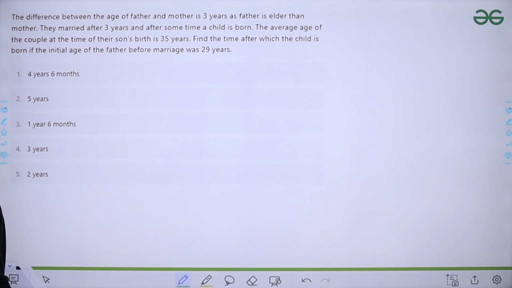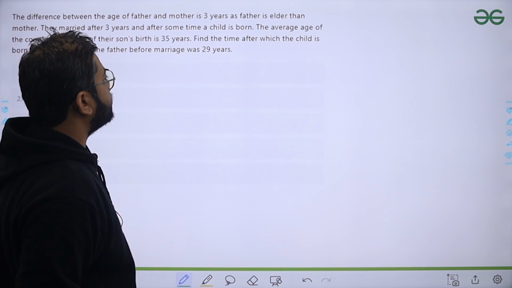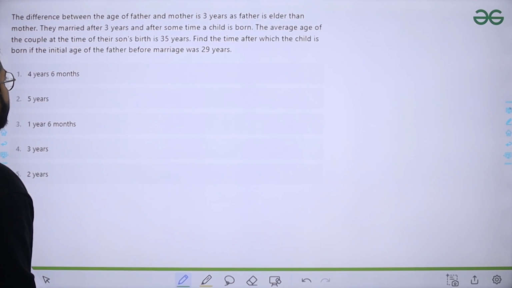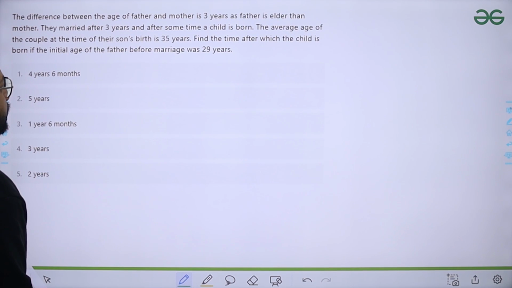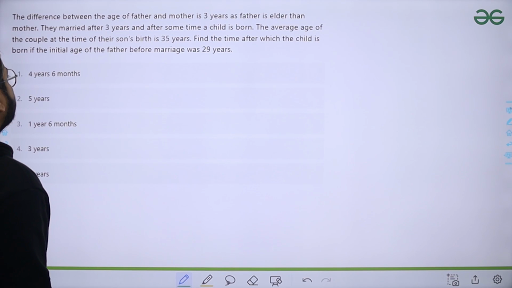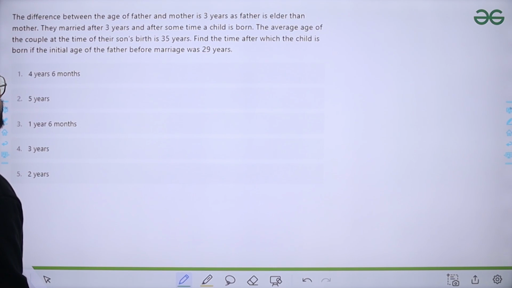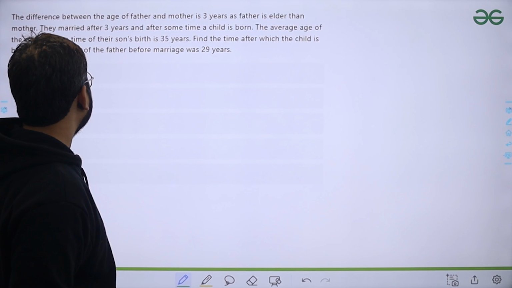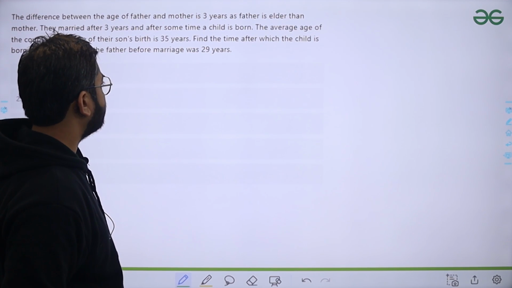The difference between age of father and mother is 3 years, as the father is elder than mother. They married after 3 years. And after some time the child is born. The average age of the couple at the time of the son's birth is equal to 35 years. Find the time after which the child is born if the initial age of the father before marriage is 29.